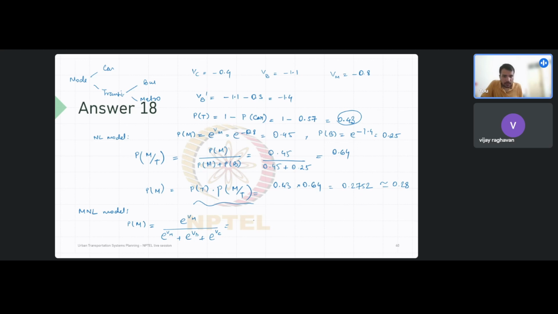So metro is, as we saw here, 0.45. Then metro 0.45, bus 0.25. Car we can find. So car will be e power Vc over the sum, e power minus 0.4, which comes out to be 0.67. So we can add it here, 0.67. And this is around 0.328. We can round it off to 0.33.